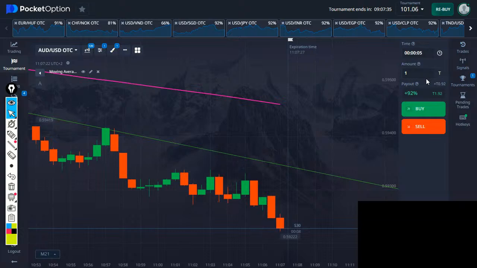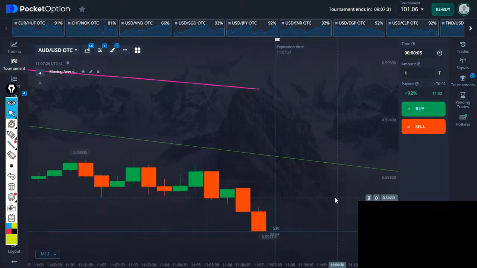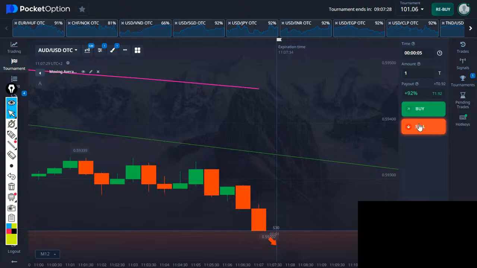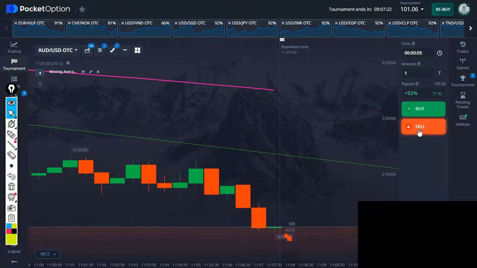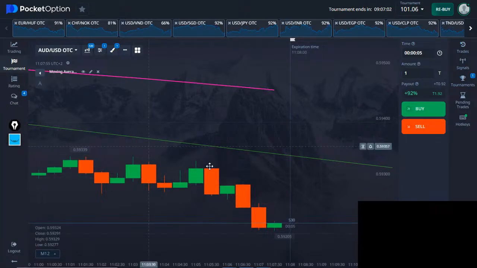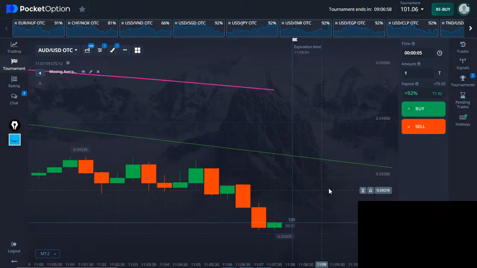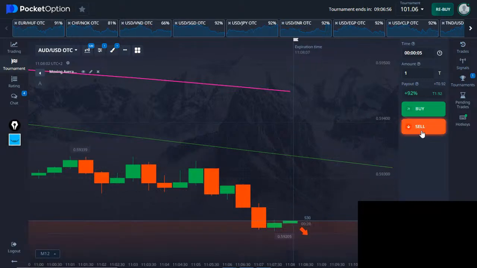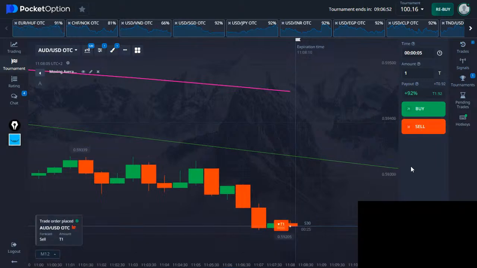Keep watching the payouts. The brokers always change the payout. Okay, we have red. Okay, stable red. Come on. Nope. Turned out to green. We don't do anything. Okay. Few seconds. And here we go. Green, red. Okay, we go for sell.